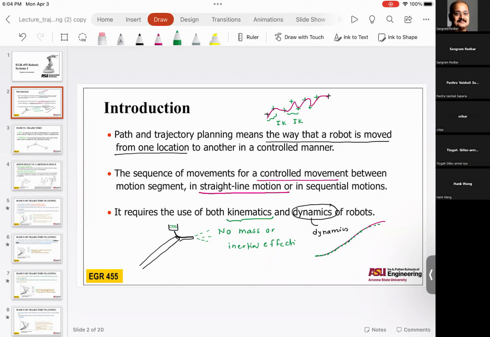And then on top of it, you need to add some type of control algorithm. So basically, you are going to have some type of a loop. That control algorithm will make sure that the robot is performing in closed loop.